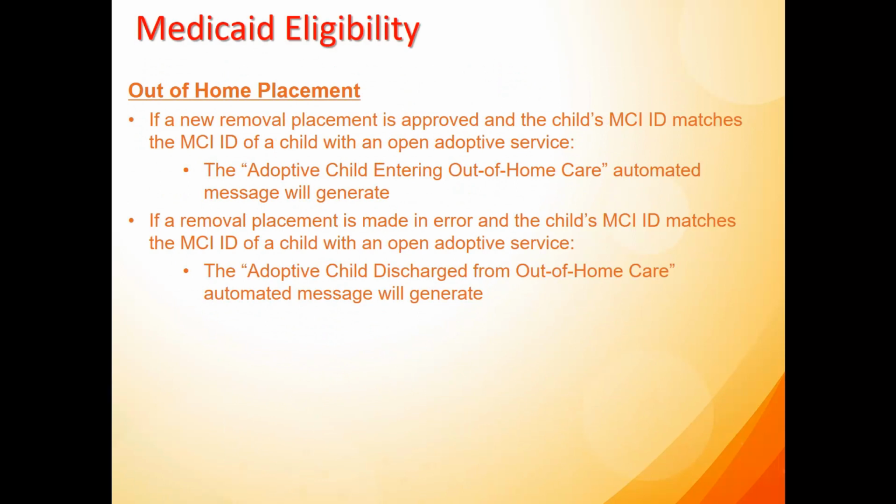The next change is related to out-of-home placements for children with an open adoptive service. If a new removal placement is approved and the child's MCI ID matches the MCI ID of any child with an open adoptive service, the adoptive child entering out-of-home care automated message will generate. If a removal placement is made in error and the child's MCI ID matches the MCI ID of any child with an open adoptive service, the adoptive child discharged from out-of-home care automated message will generate.